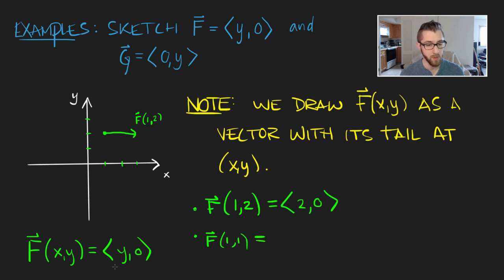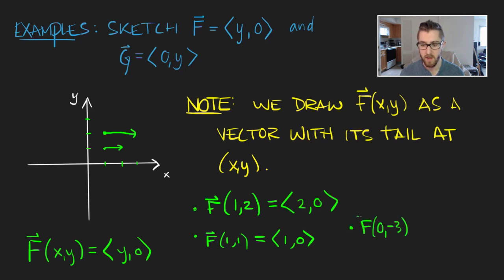I take the point 1, 1, and I plug it into this formula, and I get the vector 1, 0. And so I'm going to draw the vector 1, 0 with its tail at the point 1, 1. 1, 1 is here, and the vector that points in the x direction by 1 looks like that. And for one more example, let's draw the vector f of 0, -3.